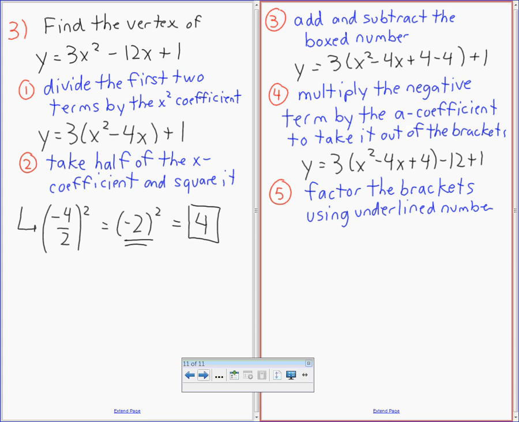The underlying number is this one right over there that I was talking about on the left-hand side. So this is going to turn into y equals 3(x minus 2) squared minus 11. Now you might say, Mr. Sadler, I don't like that. I want to say what 2 numbers multiply to 4 and add to negative 4. It's going to be negative 2 and negative 2, which is (x minus 2) squared.